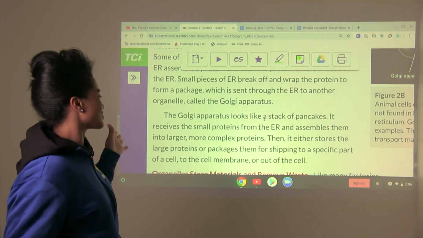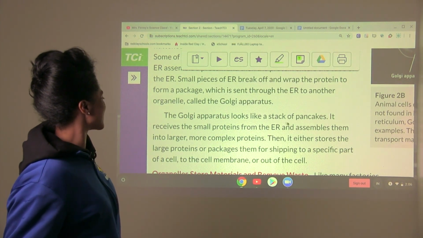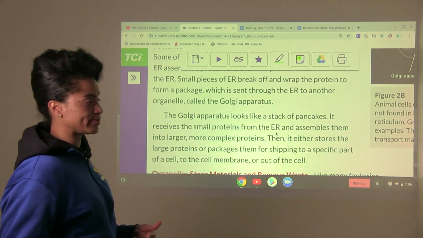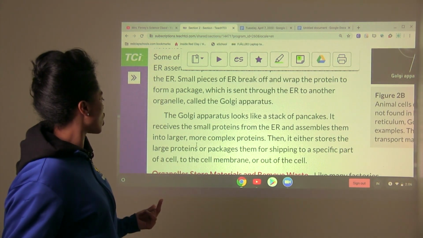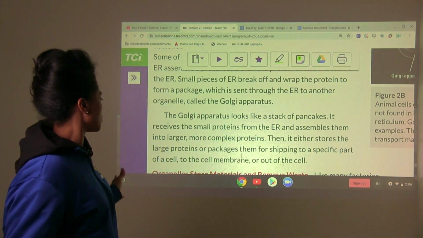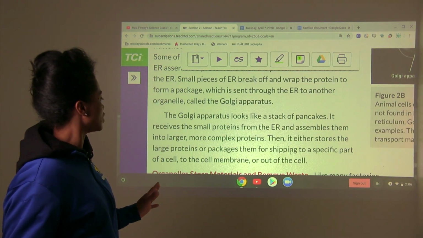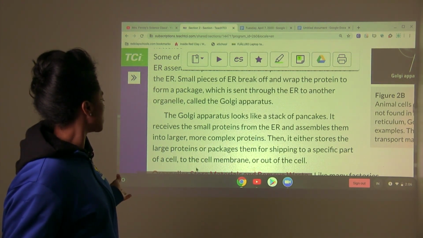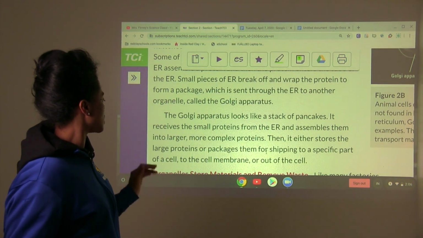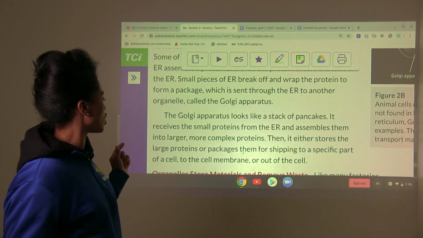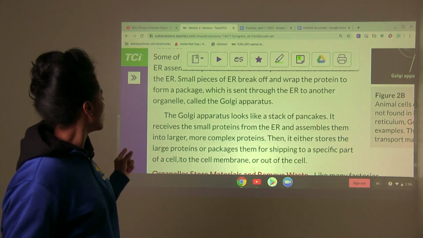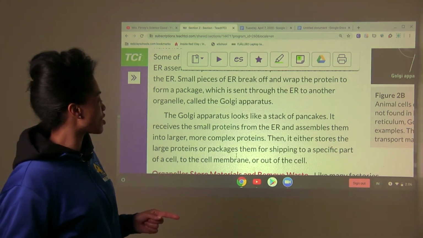Come on back. The Golgi Apparatus looks like a stack of pancakes. It receives the small proteins from the ER and assembles them into larger, more complex proteins. Then it either stores the large proteins or packages them for shipping to a specific part of a cell, to the cell membrane or out of the cell. So the Golgi apparatus has a big job.